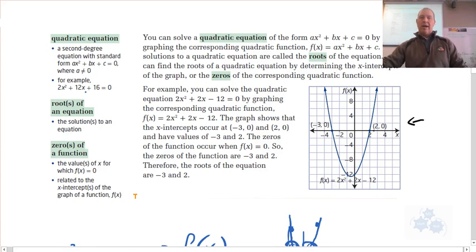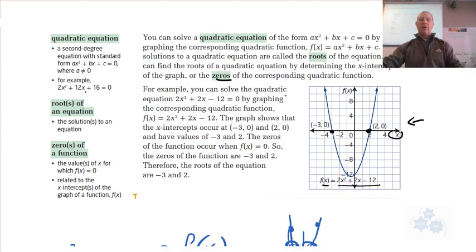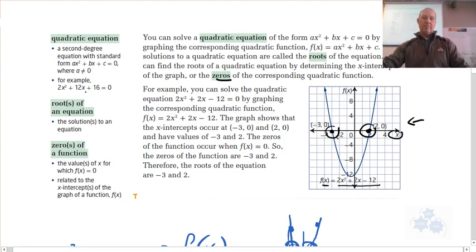This blue graph is called a parabola, and here's the function f of x equals 2x squared plus 2x minus 12. Okay, so it's important to note that when we graph, the x-intercepts right here and right here, that's where the graph crosses the x-axis. Those x-intercepts are called roots of an equation, or zeros of the function, or the x-intercepts. So x-intercepts, roots, and zeros are all really the same thing. When you're talking about a graph, the x-intercepts and the zeros are what we're commonly going to call them.